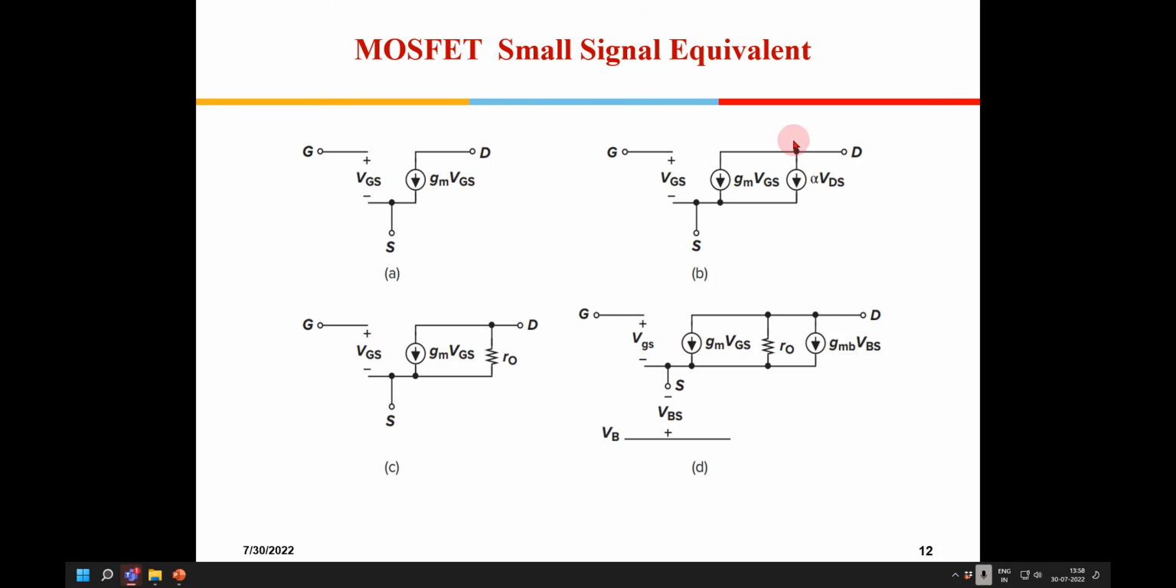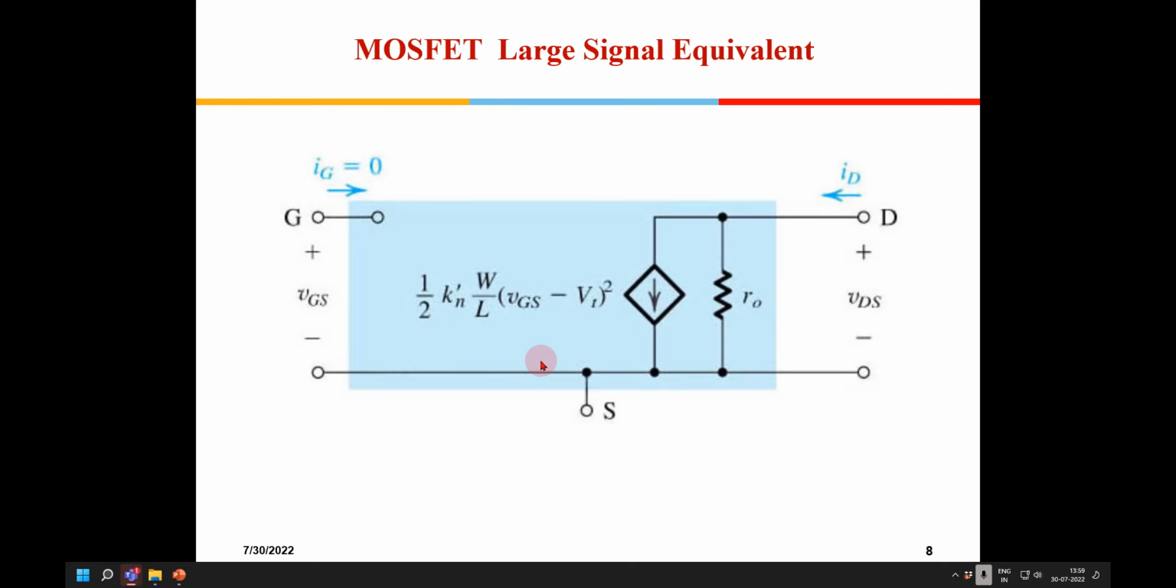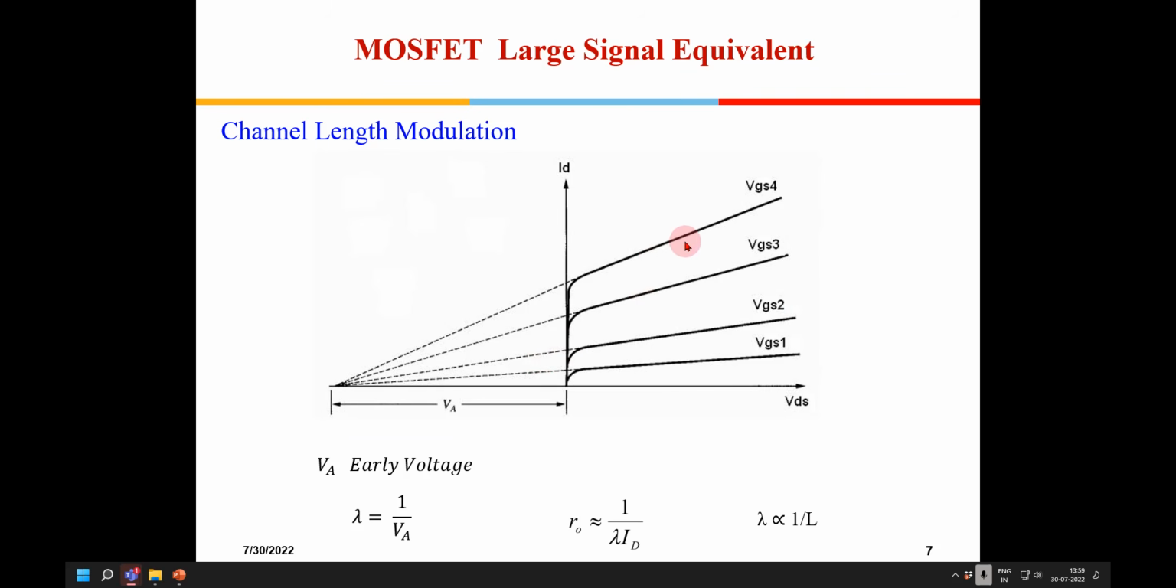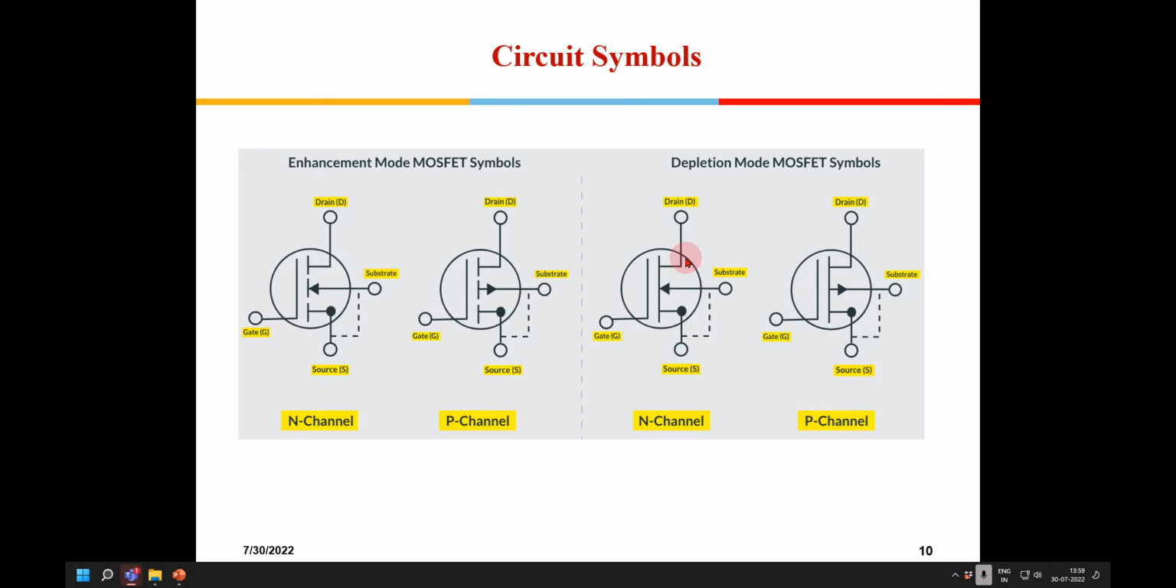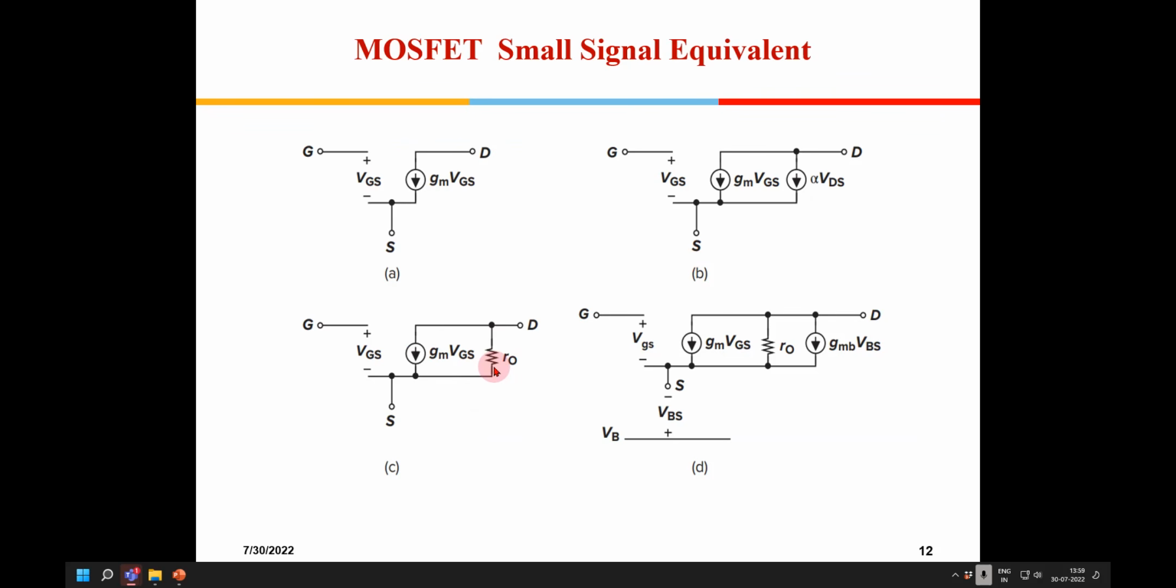Okay, thank you. We will neglect this alpha VDS, which is rarely used. Alpha is nothing but 1 by R0, so we will neglect this. We'll also have an R0 here. Why is this R0 inserted? Here again, from this graph you can see a small change in VDS will cause a small change in ID, right? So we have to cater for that also. So that R0 also comes here.